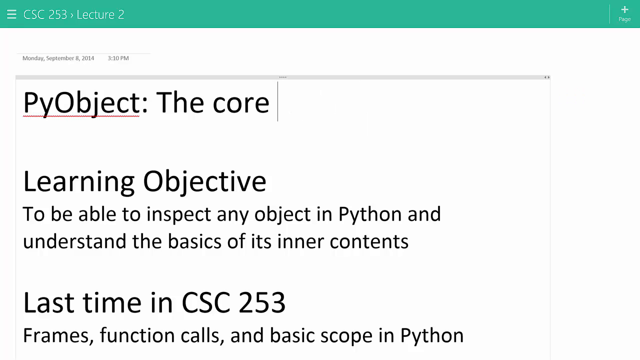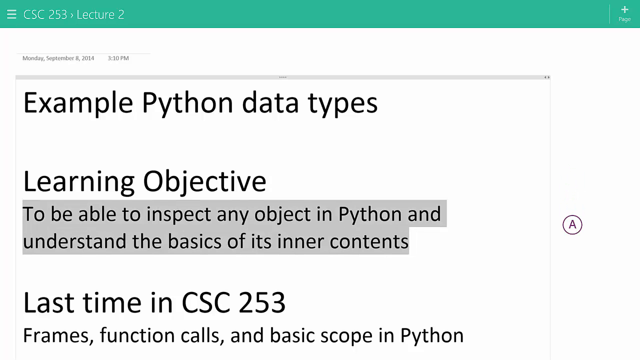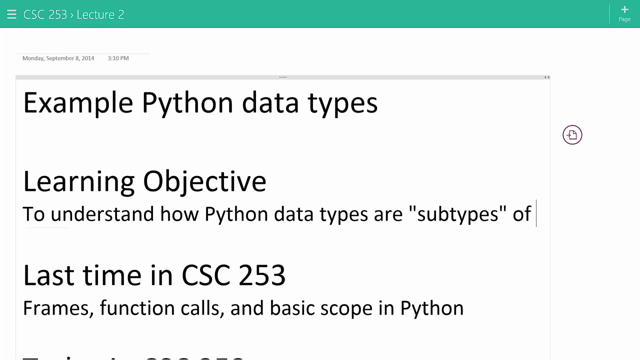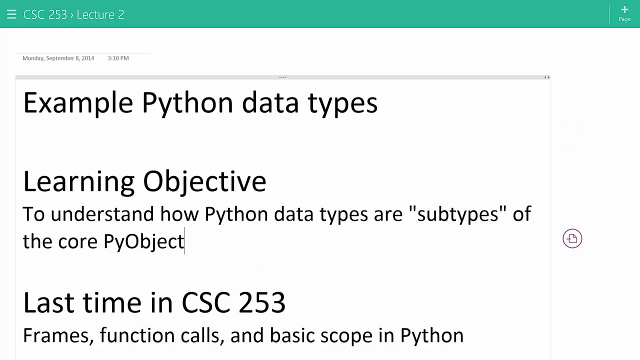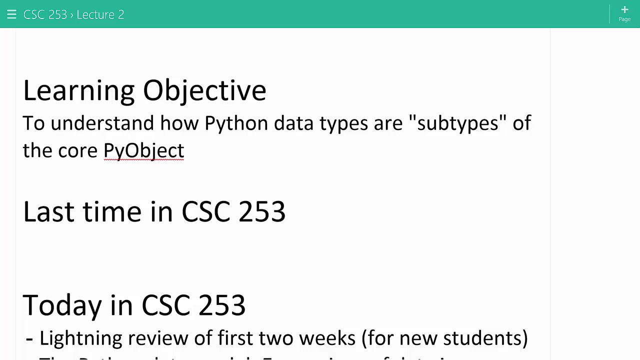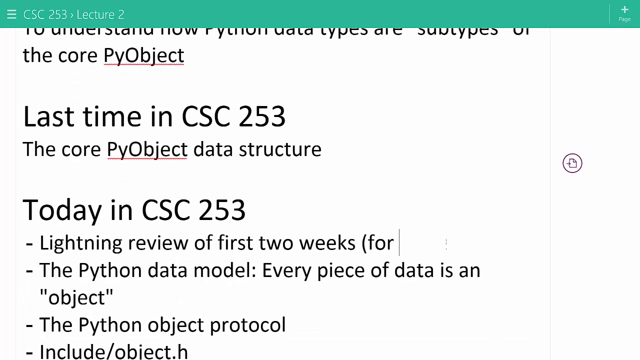Today what we're going to cover is example Python data types. The learning objective today, what you should be able to do after you get out of class, is to understand how Python data types are subtypes of the core Py object. Last time we covered the core Py object data structure that underlies everything. Today we'll just do a lightning review of this Py object, just so people remember.